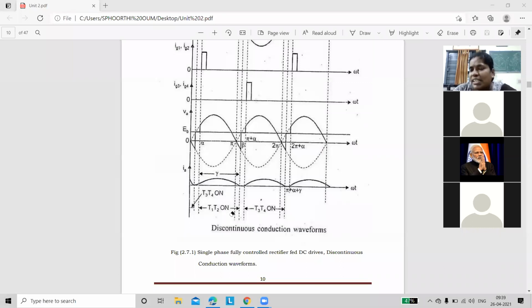So think it once. If the inductance value is increased, what happens to the waveforms? What happened to your waveforms? The extinction angle is going to be increased. Is it right or not? Yes, beta, ma'am. And remember, extinction angle value always depends upon the inductance value. If the inductance value is low, the extinction angle value is less. If the inductance value is increased, the extinction angle value is also going to be increased.